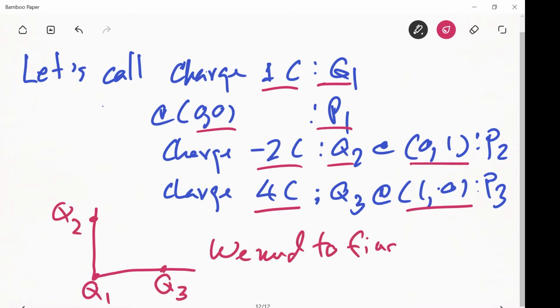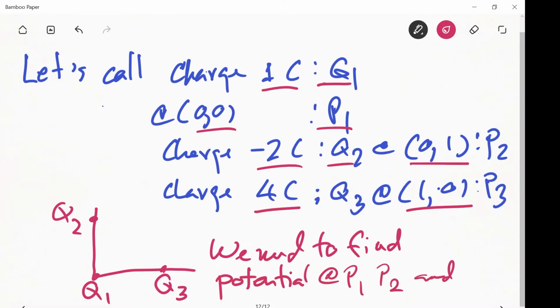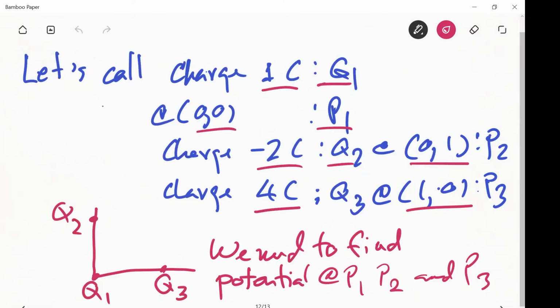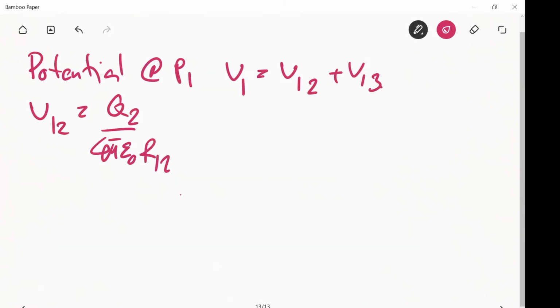Then we need to find the potential at points P1, P2 and P3. Potential at P1 we call V1. V1 is V12, the potential produced by Q2 at point 1, plus V13, the potential produced by Q3 at point 1. V12 is Q2 divided by 4 pi epsilon 0 R12, where R12 is the distance between point 1 and point 2. Going back to the figure, the distance is equal to 1. So for V12, we put Q2 as minus 2, and R12 is 1. So we have minus 2 over 4 pi epsilon 0 times 1.